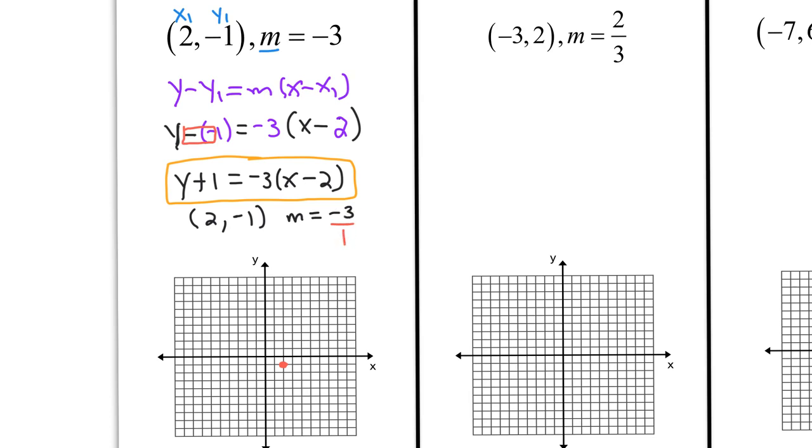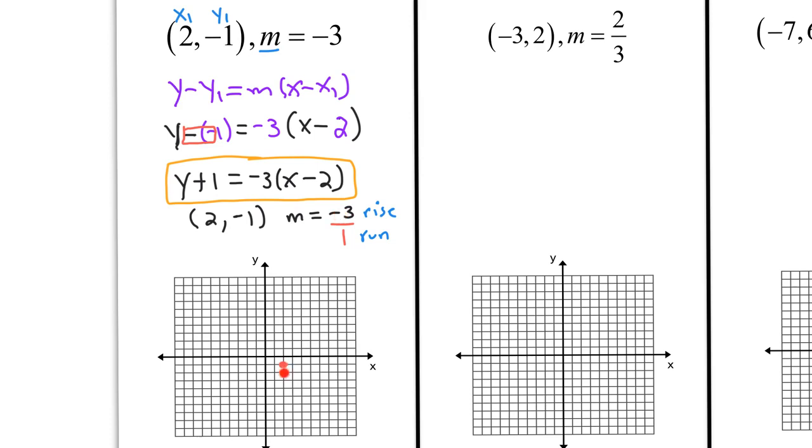And let me just write that down so you guys remember. And using the rise and the run, I am going to find a second point. So from the point that is given to us, 2, negative 1, 2 to the right, 1 down. I'm going to go 3 down, that's the rise, negative 3.